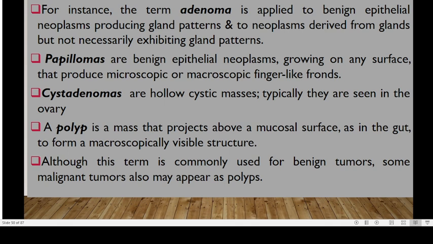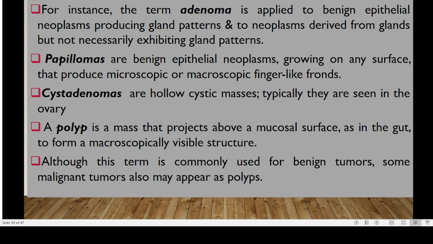For instance, the term adenoma is applied to benign epithelial cells reproducing gland patterns and to neoplasms derived from glands, but not necessarily exhibiting gland patterns. Like the papillomas. Papillomas are benign epithelial neoplasms growing on any surface that produces microscopic or macroscopic finger-like fronts. On the other hand, the cystadenomas are hollow cystic masses. Typically, they are seen in the ovary.